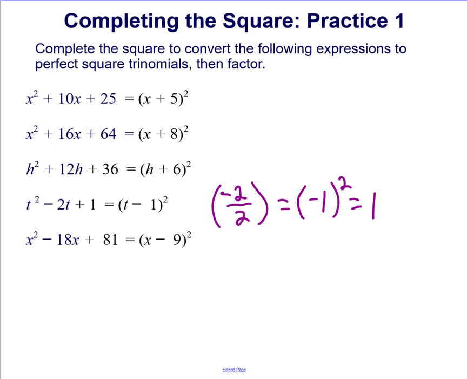And for the last one, I take my middle term, negative 18, I divide that by 2, and square it. Well, negative 18 divided by 2 is negative 9, and negative 9 squared is equal to 81. And that's how we get our 81. So this perfect square trinomial, x squared minus 18x plus 81, factors into x minus 9 quantity squared.